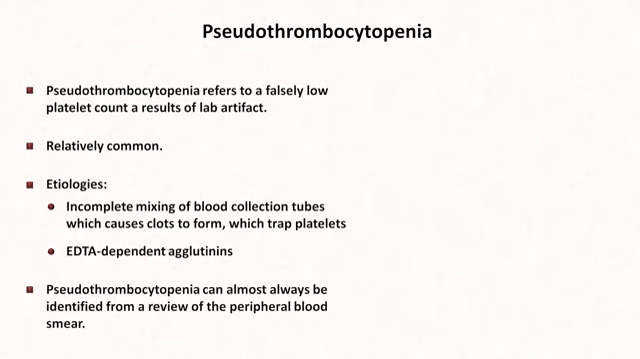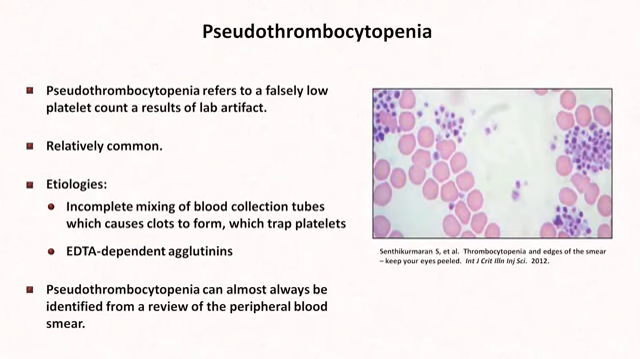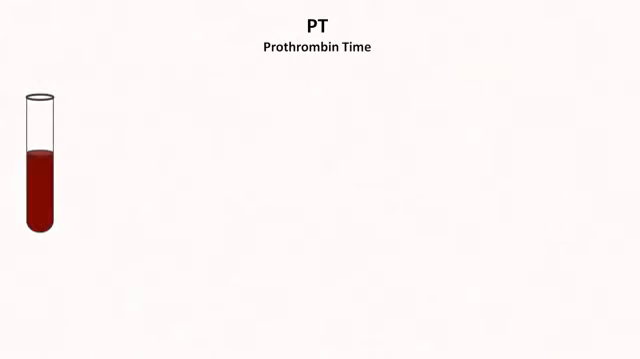Pseudothrombocytopenia can almost always be identified from a review of the peripheral blood smear, as in this case, when we can see the extreme platelet clumping. The next test to discuss is called the prothrombin time, or more commonly just the PT.